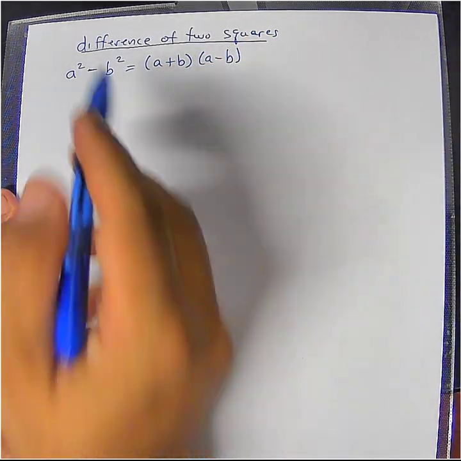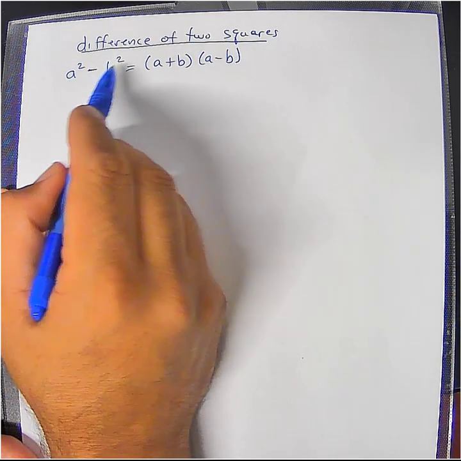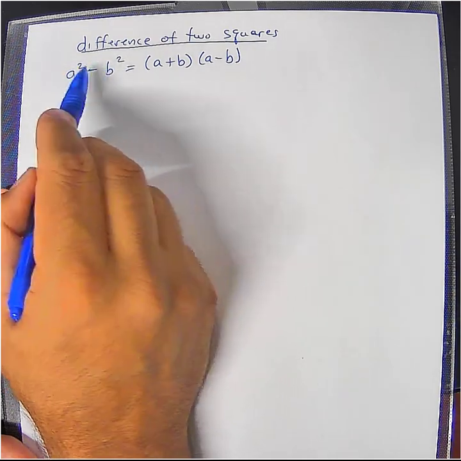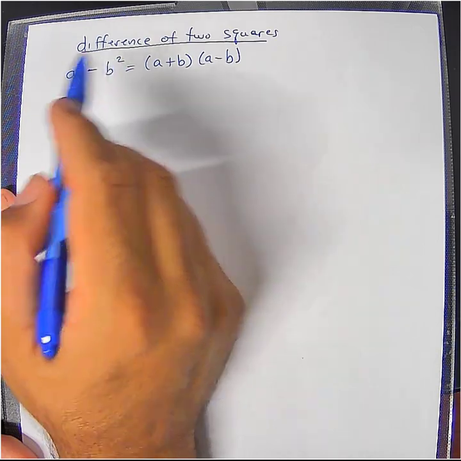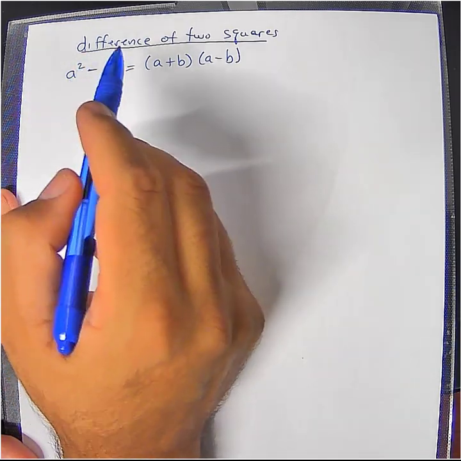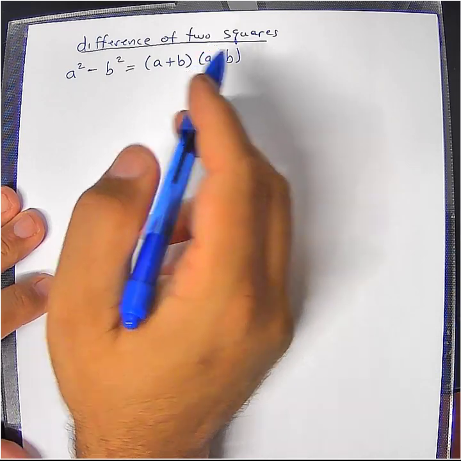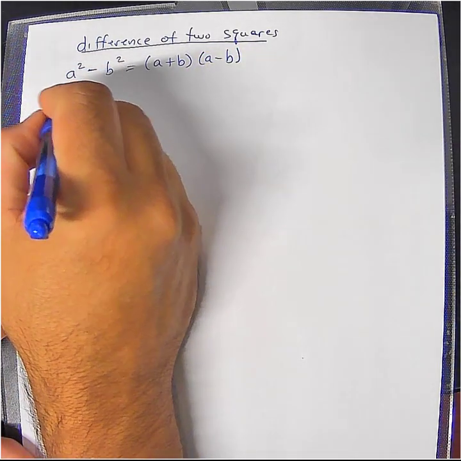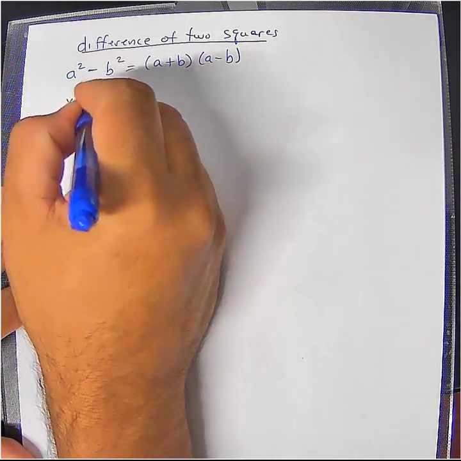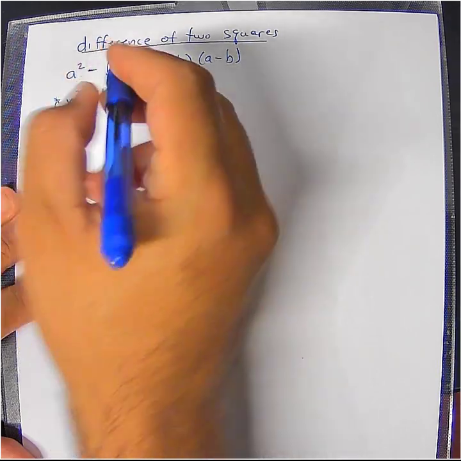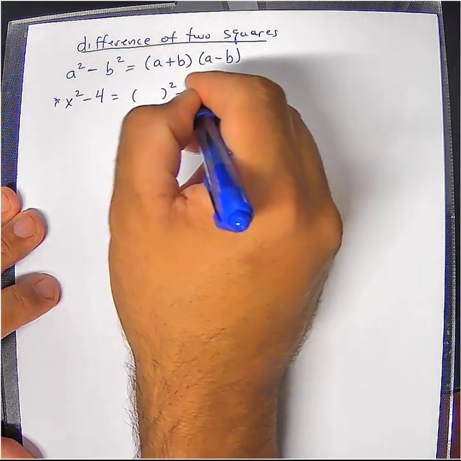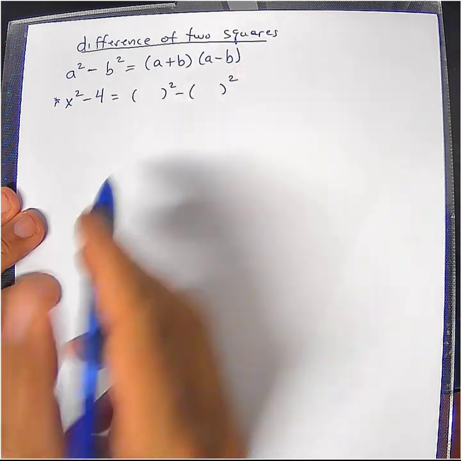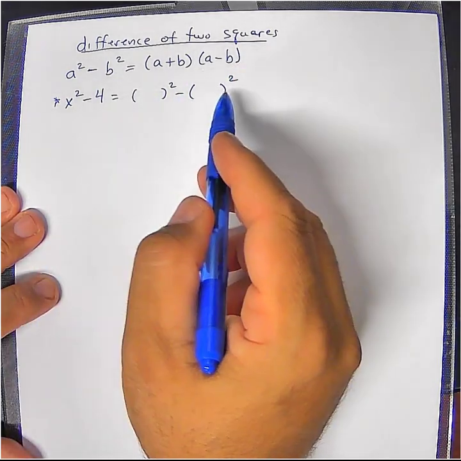The giveaway here is this: in this problem I only have two things. I have a minus sign and we have squareds. So I have to pay attention to that. So let's start simple. Let's start with x squared minus 4. So the question becomes, can I rewrite this as something squared minus something squared? This is how we kind of set it up.